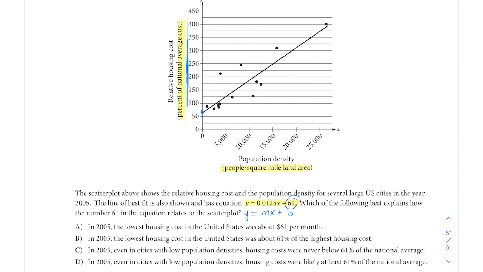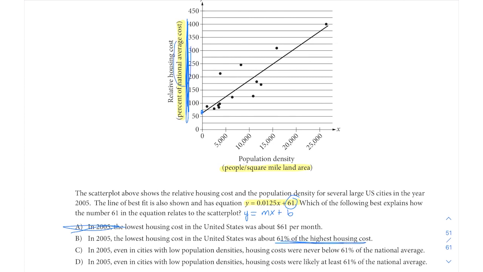So let's take a look at a couple of our answer choices here. For A, all of these are in 2005. It says in 2005, the lowest housing cost in the United States was about $61 per month. Well, let's see if that's the units for that y-axis. Is it $61 per month? No, it should be 61% of the national average. So A is incorrect. Those are the wrong units. We don't have to evaluate that further.